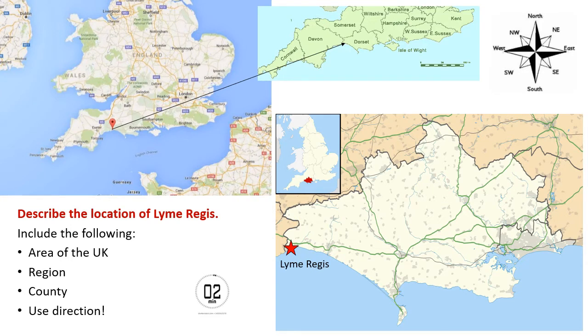Okay, so the location of Lyme Regis, please use the maps on the screen to write a few sentences. 2 or 3 points. Tell me where in the UK it is, tell me the region, the county, and yes, use compass directions. There's a compass in the top right there for you should you need it to help you locate it. So get cracking with that and we'll see what I've written in 2 minutes time. Pause the video now.